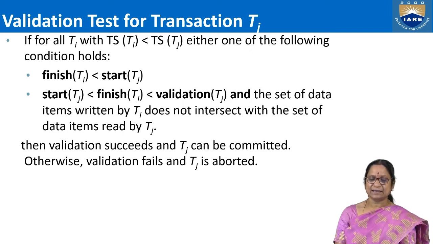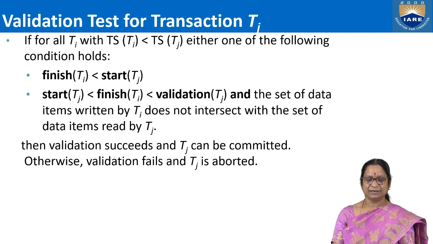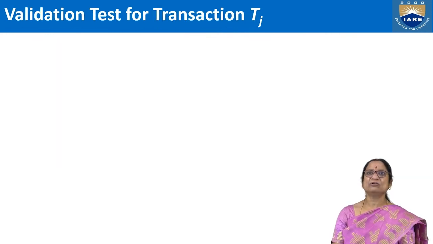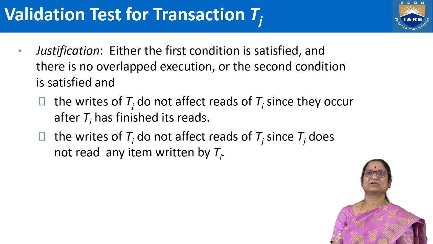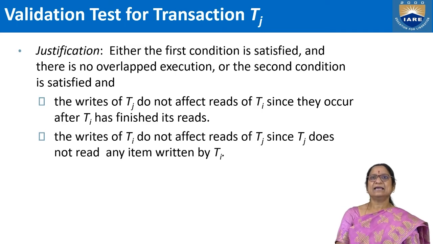Validation succeeds and TJ can be committed. Otherwise, validation fails, TJ is aborted. Otherwise, what happens? Dependency will be there. Then cascading rollbacks must be considered. Why? Because either the first condition is satisfied and there is no overlapped execution, just now I explained to you, or if the second condition is satisfied, then the writes of TJ do not affect the reads of TI.